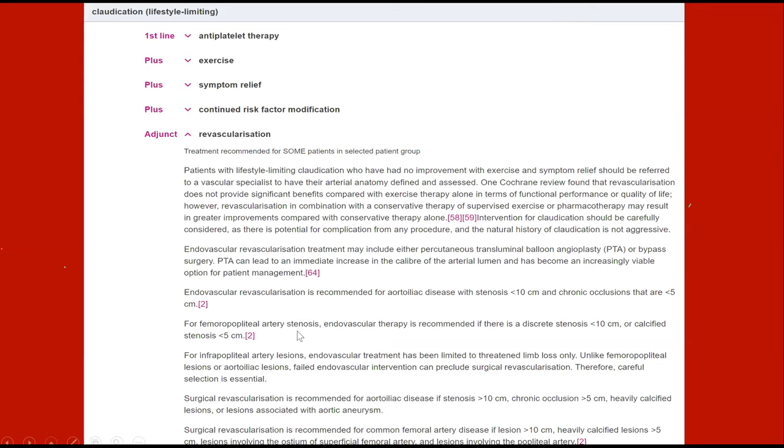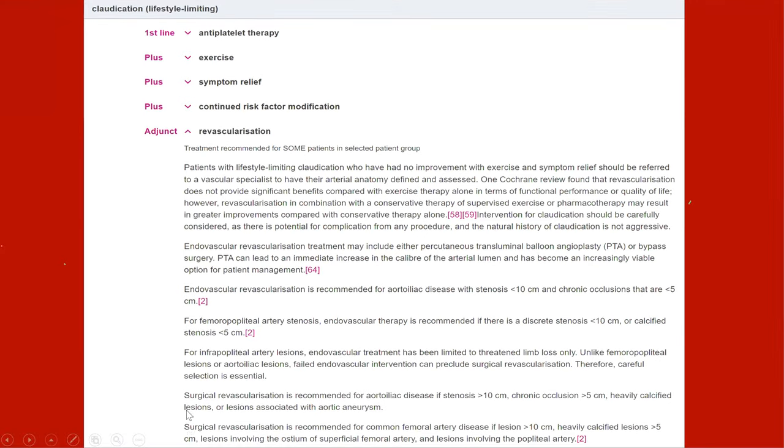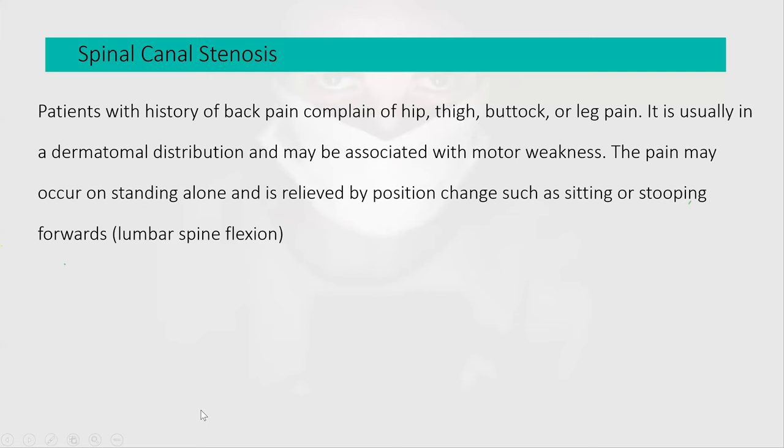For femoropopliteal artery stenosis, from the femoral to the popliteal artery, endovascular is for short segment stenosis of less than 10 centimeters, or calcified less than 5 centimeters. But you will think about surgical revascularization if you have more than these lengths. If it is more than 10 centimeters, this is called long segment stenosis, and it will not be amenable to angioplasty, so you will do surgery. I hope this option is clear.